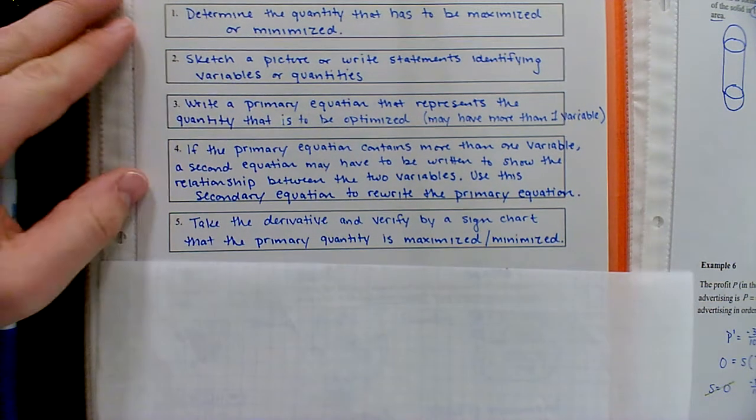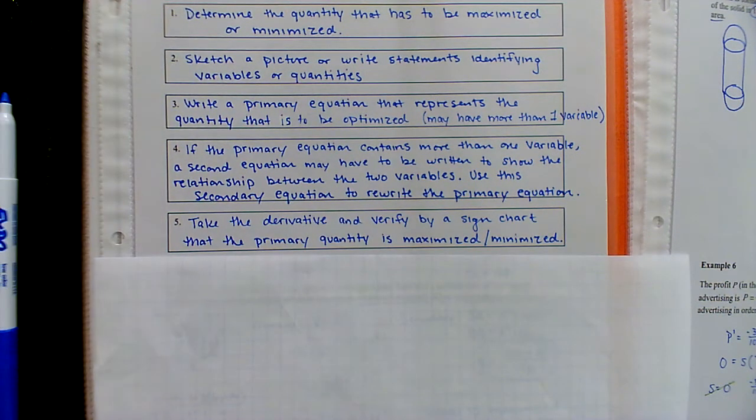And step 5 here, once you have done steps 1 through 4, you take the derivative and verify by a sign chart that the primary quantity is maximized or minimized. So that's going to be familiar to us. Those are the tables where you create the intervals and determine where it's plus or minus and determine if there's a max or a min. So these are 5 general approach steps to solving optimization problems.